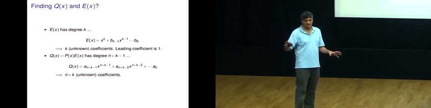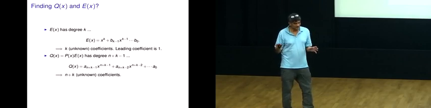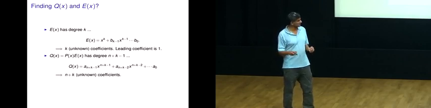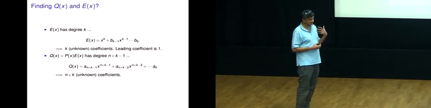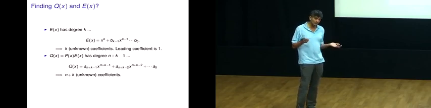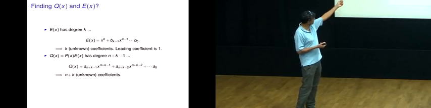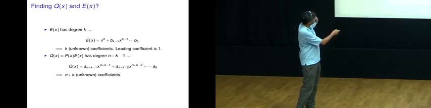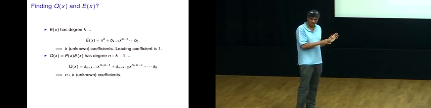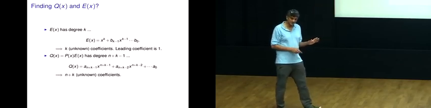Okay? And not knowing that would only give you n plus k unknowns, but what we're going to do is make it a little simpler and bump up the number of unknowns in the Q of x, right? We're going to just treat that as n plus k unknowns. Okay? And that made it all linear.